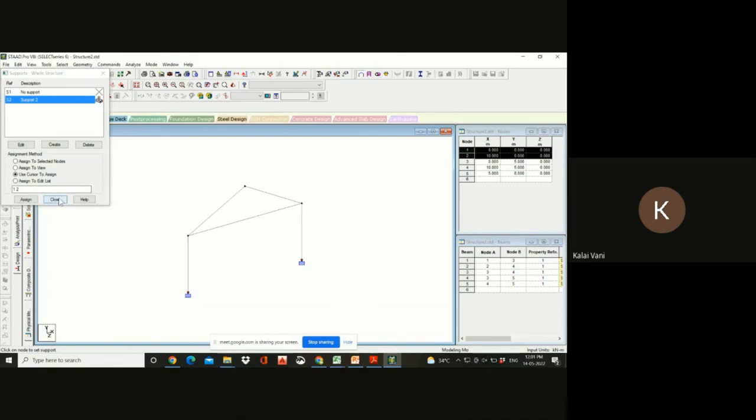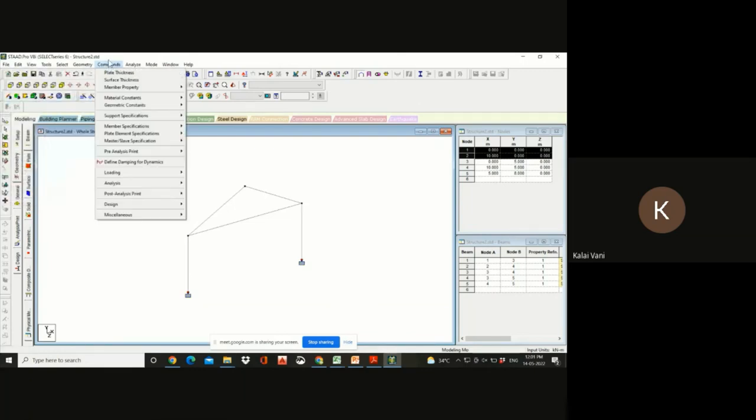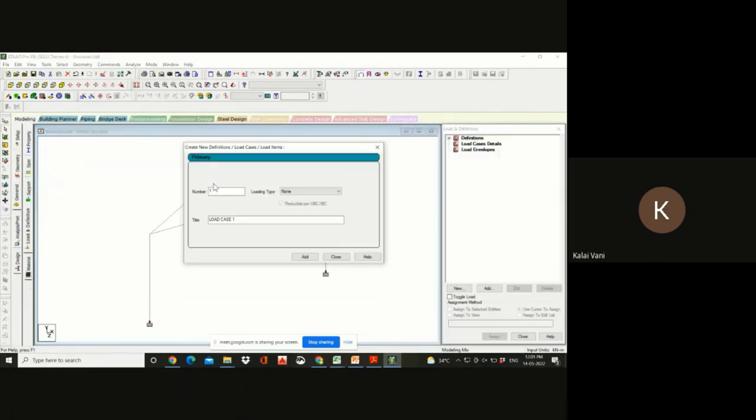Right. Next, go to commands. You are loading. For the primary load, go to loading, primary load, DL. Add. Once you add, it will come to your load definition box. Next, same for live load, give it as LL. Add.